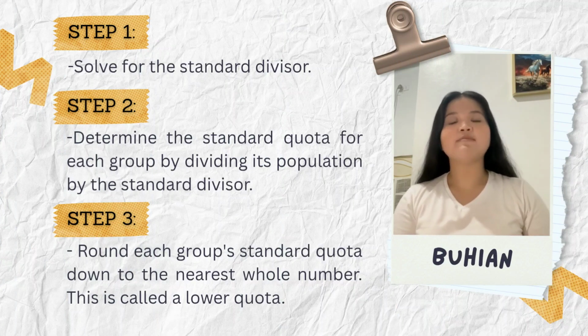This shows how many seats each group should get. Step 3. Round each group's standard quota down to the nearest whole number. So we round down because seats cannot be divided into decimals or fractions, and this is called a lower quota.